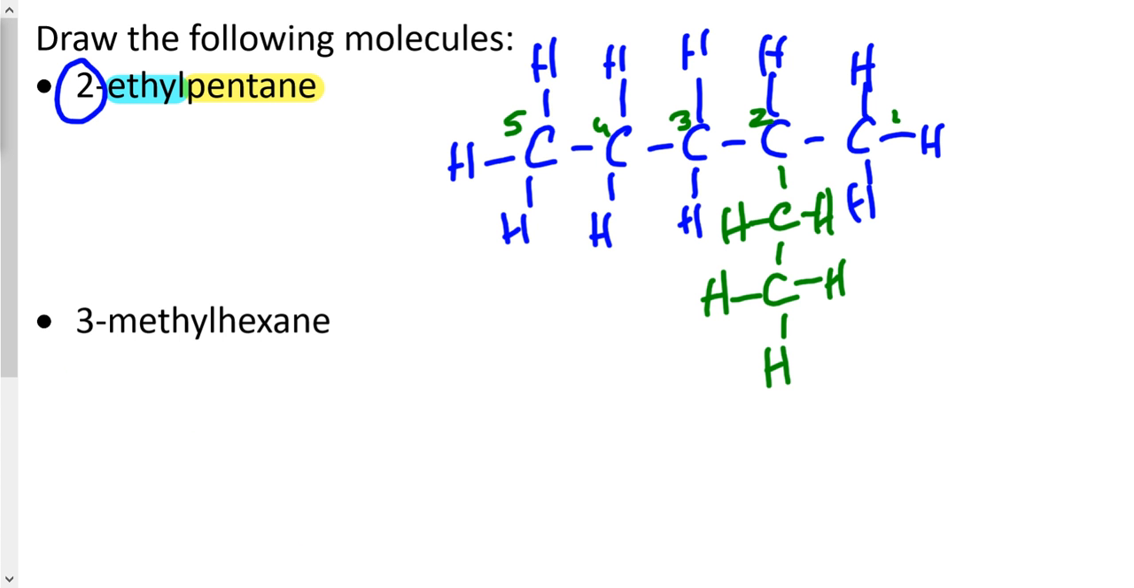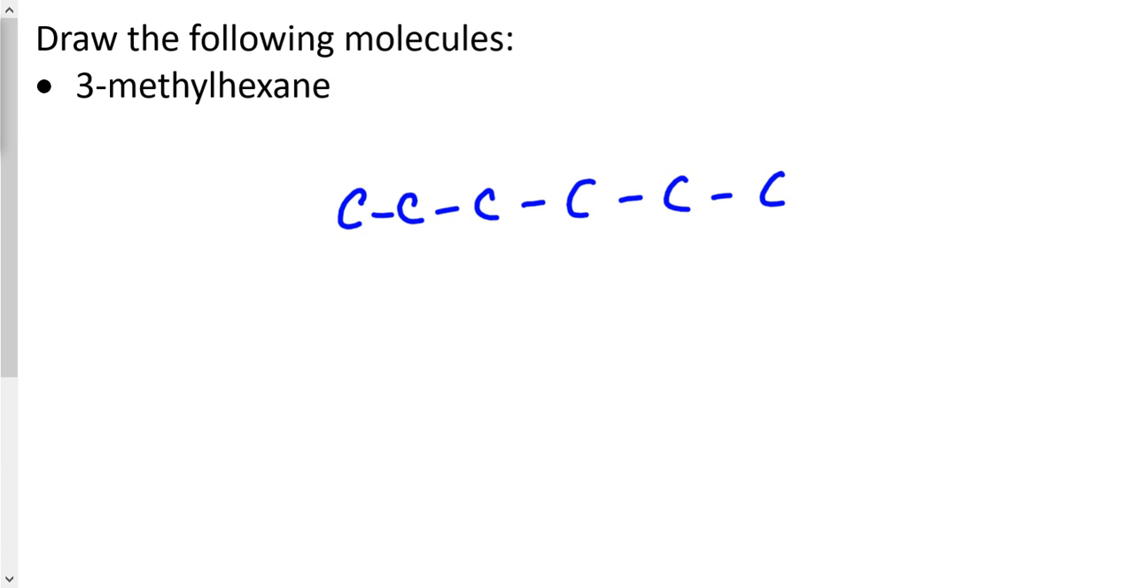Let's try to draw 3-methyl hexane. So if it's hexane, the first thing I would do is, since it's hex, draw 6 carbons. Since it ends with A and E, I'm going to attach all carbons with a single straight line. Again, it is extremely important for you as a beginner to draw everything in a single straight line.